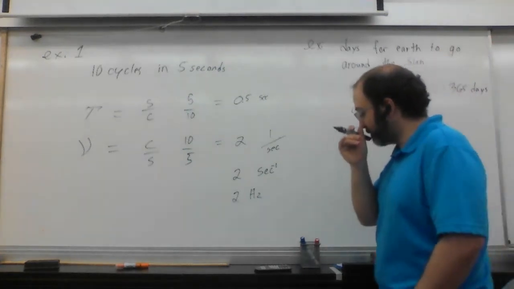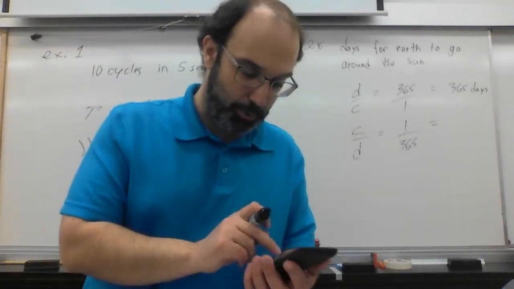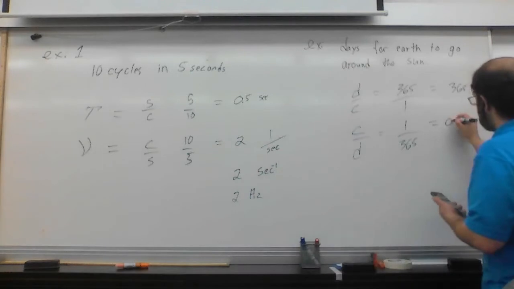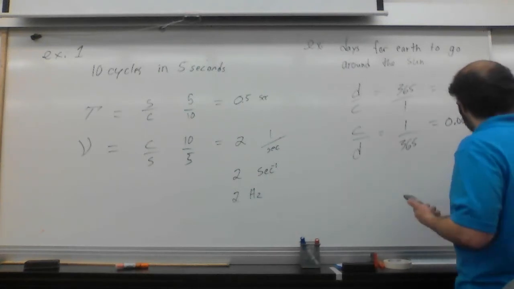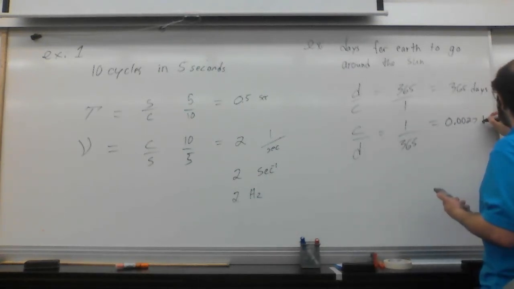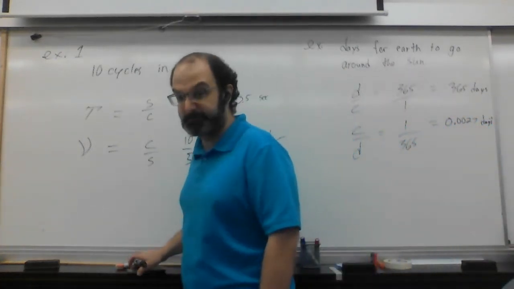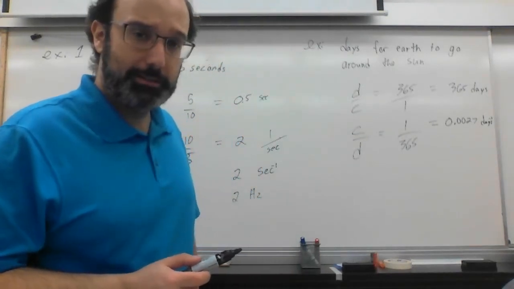I can't put it as 1 over. I've got to divide it. So I got to take out my trusty calculator because I can't do that in my head. And I go 1 divided by 365. And I'm going to get that this is 0.0027 days to the minus 1. It's not hertz because it's not in seconds. What's going on here?